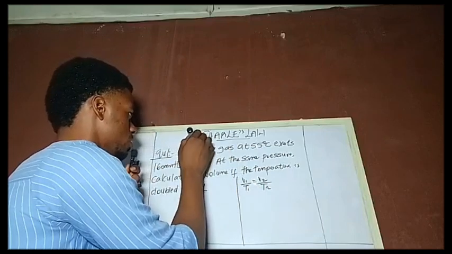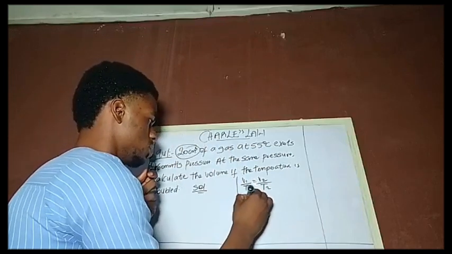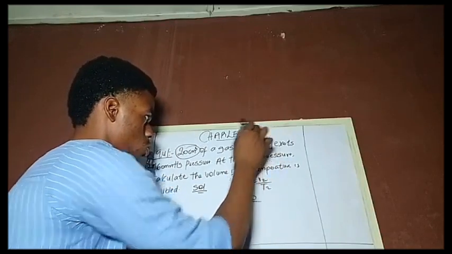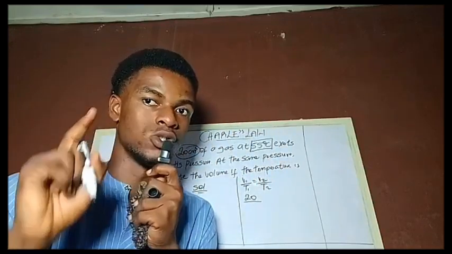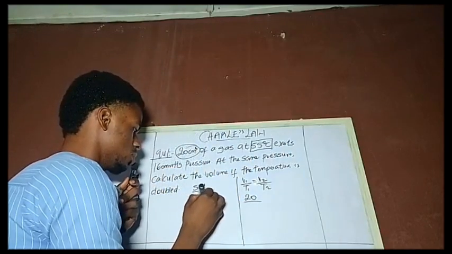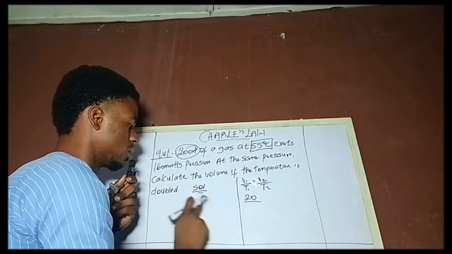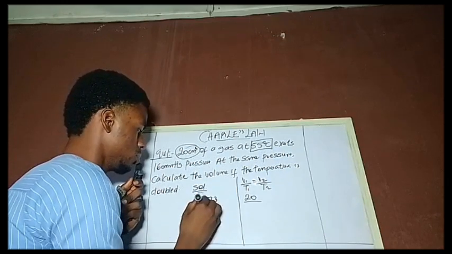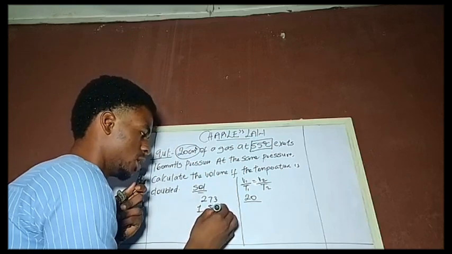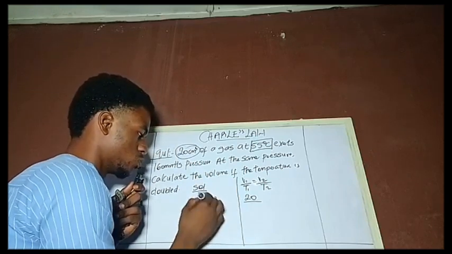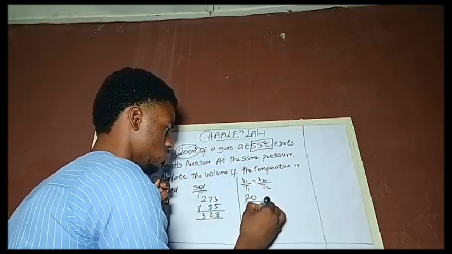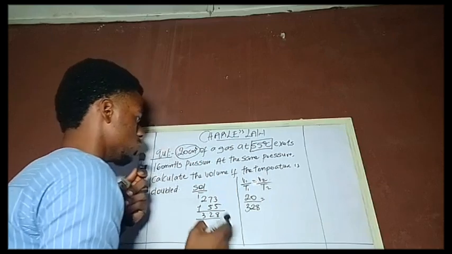Now, your V1 is 20. That is the first volume given to us. So you have 20 over T1, which is 55 degrees Celsius. We have to convert it to Kelvin. How do we do that? We just add 273 to 55. So 273 plus 55: 3 plus 5 is 8, 7 plus 5 is 12, write 2 carry 1, 2 plus 1 is 3. That is 328. You come over here, 328 equals V2 over T2.